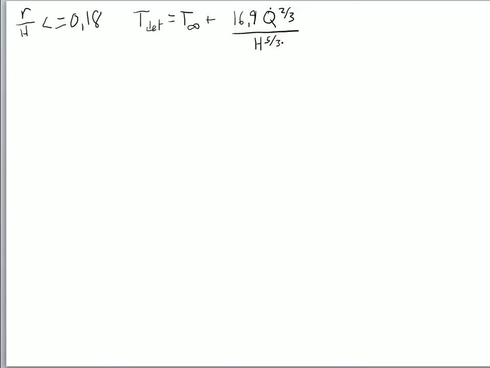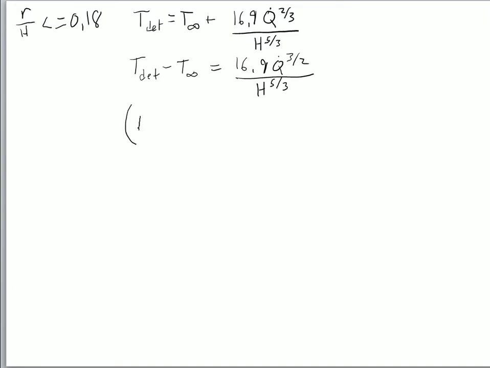So we want to follow standard algebraic procedures to solve this for Q dot. First, we're going to subtract T infinity over to the other side. And this is equal to what's left, 16.9 Q dot to the 2/3 divided by H to the 5/3. And once we have only a fraction left, we're going to multiply whatever's in the denominator across.